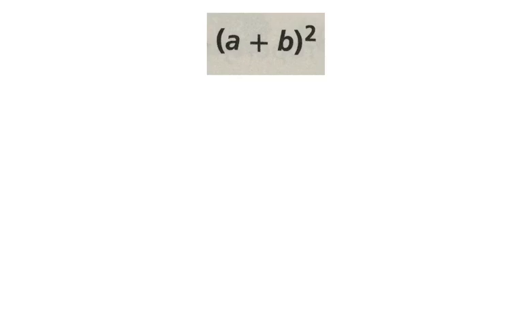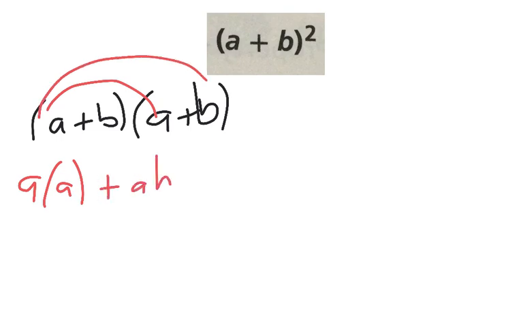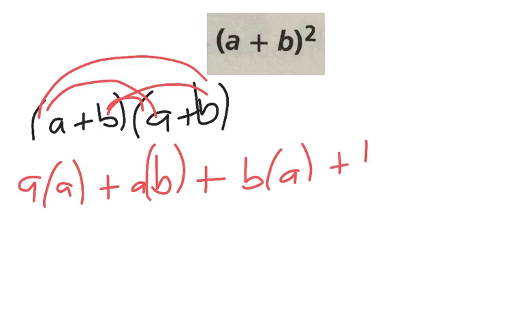So if I was to multiply a plus b by itself, that means I'm going to be looking at a plus b times a plus b. No. Because when I have a binomial times a binomial, I have to distribute. So I'm going to have a times a, then a times b, then b times a, and then b times b. So it's not just a squared and b squared. You have to distribute.